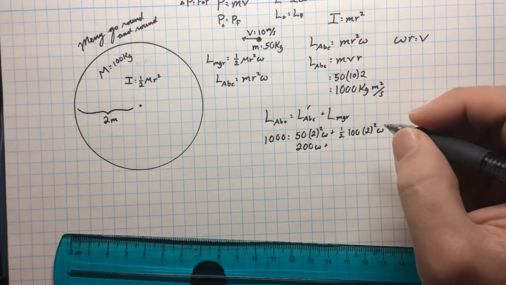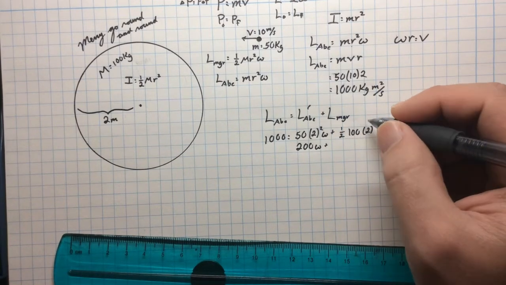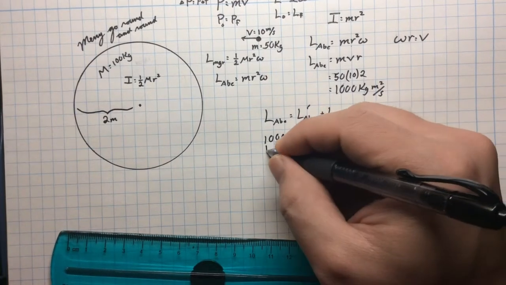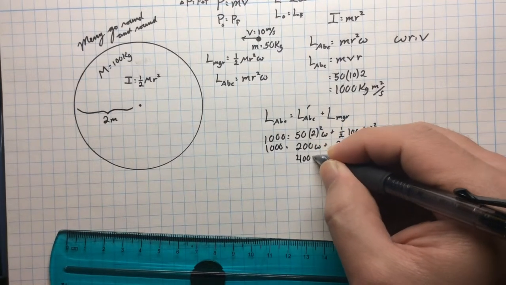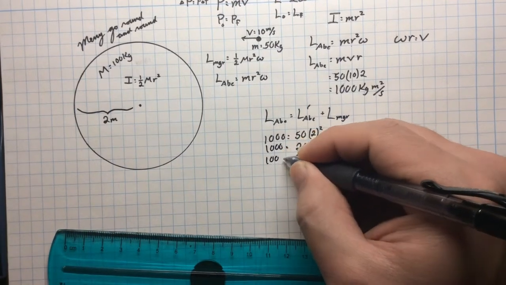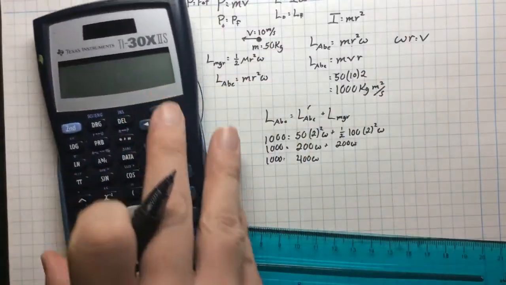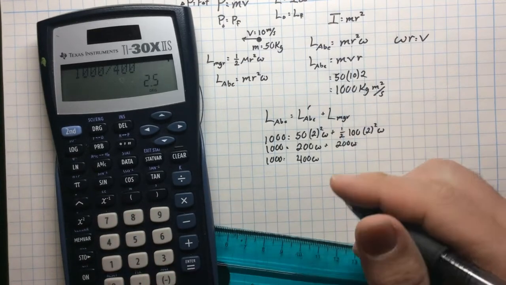Omega plus another, I guess another 200, right? 50, and yeah, same thing. So 200 omega, and yeah, 400. There we go. So we are good. They're golden. So 1,000 divided by 400 gives me a 2.5.